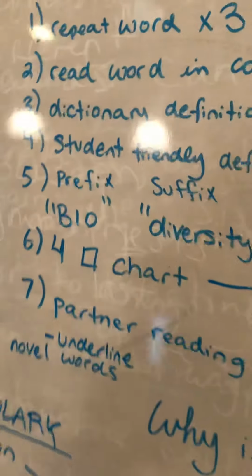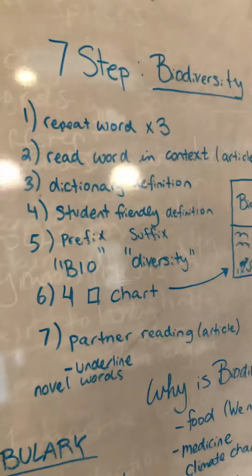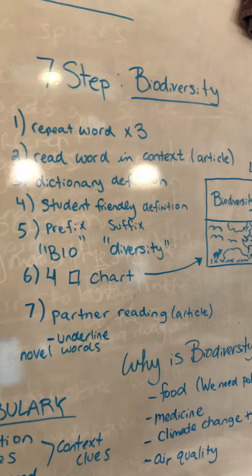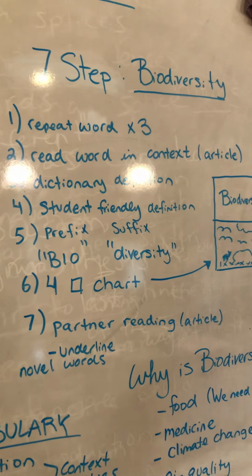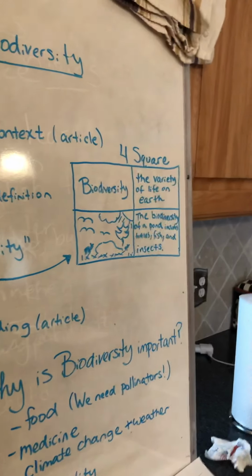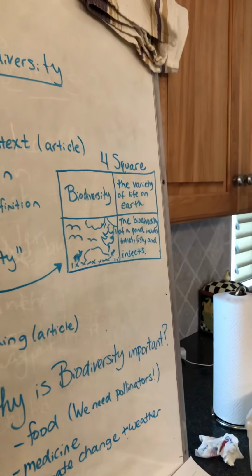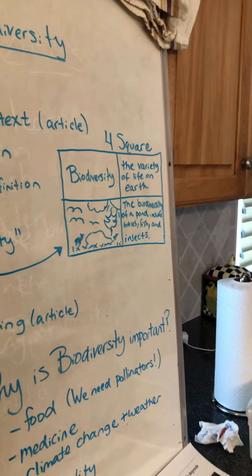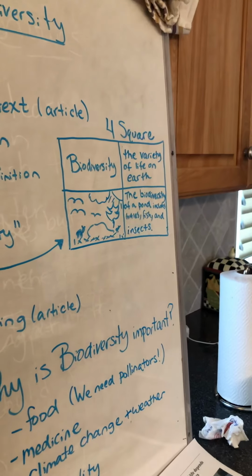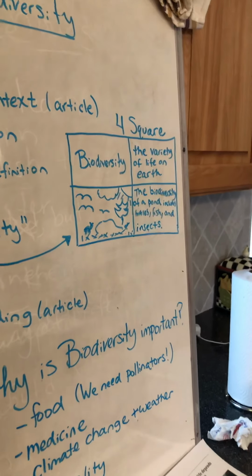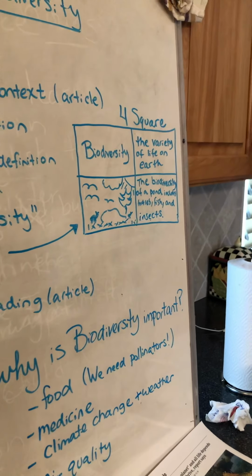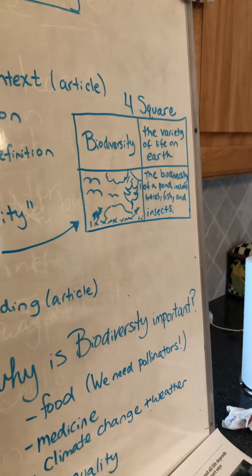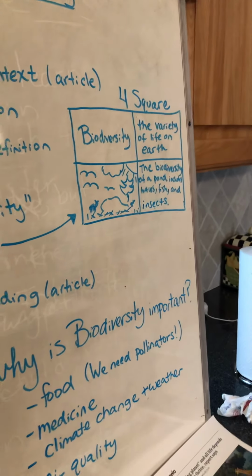So then the next step in our 7-step strategy is to give the students a dictionary definition of biodiversity. You can see to the right, I have an example, a model of the 4-square vocabulary strategy. The students would be given their own independent 4-square chart to fill in, where they write the word biodiversity, as well as that dictionary definition that I just gave: the variety of life on Earth.